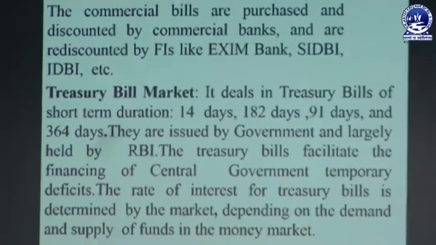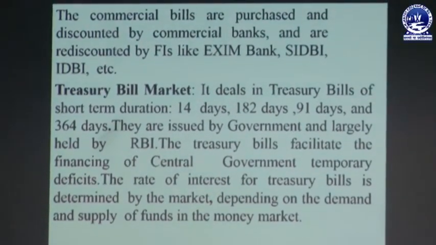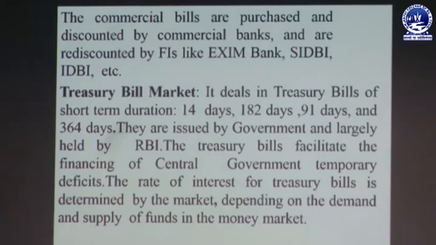The treasury bill facilitates the financing of central government temporary deficiency. So, when there is need of money by the government, then treasury bill is issued during that period. So, when central government is in deficit or there is need of funds, in that case the treasury bill is issued. The rate of interest for treasury bill is determined by the market depending upon the demand and supply of funds. So, here interest rate is determined based upon the demand and supply on the market.